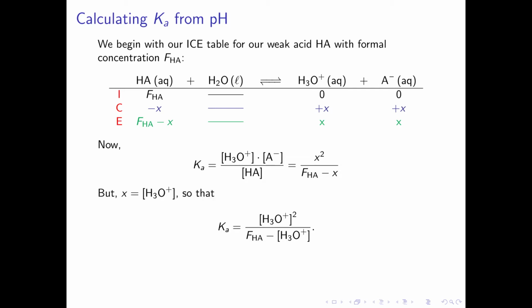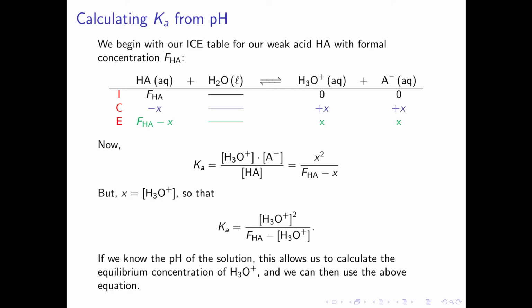But looking at our table, we see that x is nothing more than the equilibrium concentration of the hydronium ion, and we can substitute this into our Ka expression, which now reads Ka is equal to the hydronium ion concentration squared divided by the formal concentration of HA minus the hydronium ion concentration. Therefore, if we know the pH of the solution, this allows us to calculate the equilibrium concentration of hydronium ion, and we can then use the above equation to solve for Ka.